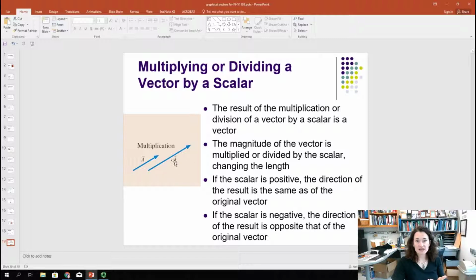Let's say here that C was 2. Well, this vector here is twice as long as the first vector, A. So I've changed the length, but I've kept the direction the same. If I multiply it by a scalar which is less than 1, then I shrink it. So if I had a vector A and multiplied it by a scalar of 1/2, then I would have a new vector which was the same direction as the original vector but half the length. So that's how you multiply and divide by a scalar.